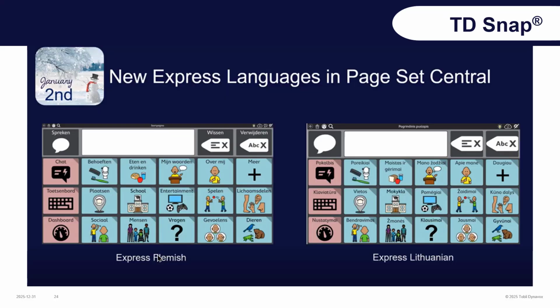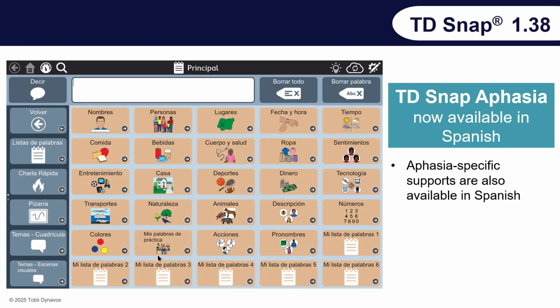We do also release some of our Express page sets on PageSet Central for download, so these wouldn't necessarily be incorporated directly within TD Snap, but you get them from PageSet Central. So there are 21, I think, that are languages and locales that are directly integrated with TD Snap, and perhaps another 10 or 12 that you can get through PageSet Central. And we've recently added Express in Flemish and Express in Lithuanian to PageSet Central. Another new page set within TD Snap 1.38 is the Aphasia page set now being available in Spanish.